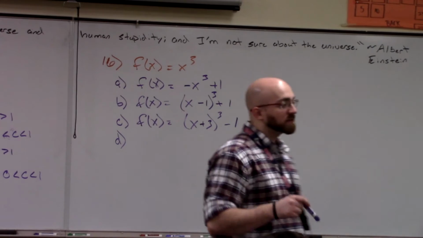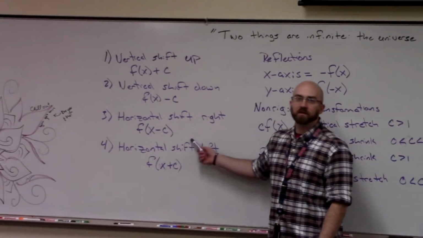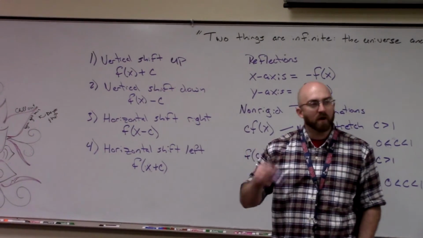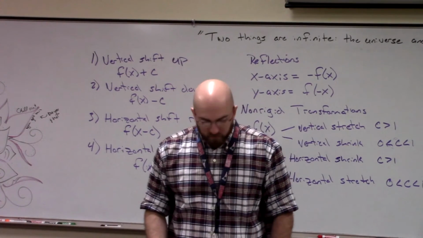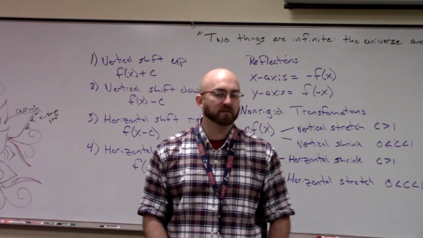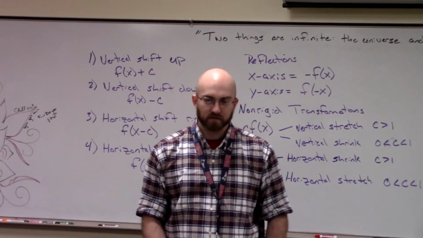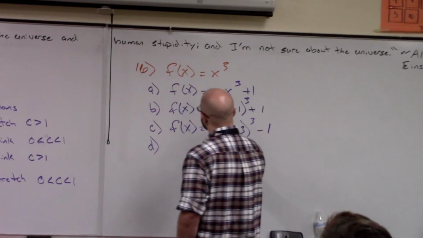So on your notes, that's where I would put a star by these two, by 3 and 4, because those go opposite direction. Opposite of what you think. Is there anything else happening to this graph? It's reflected, so where should I put the negative sign? On the outside versus inside. Outside on this one.